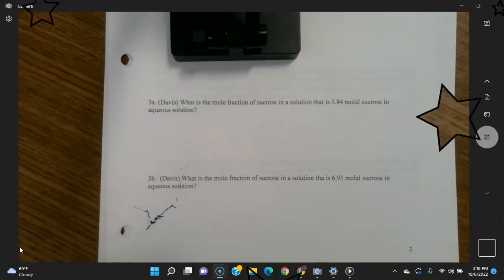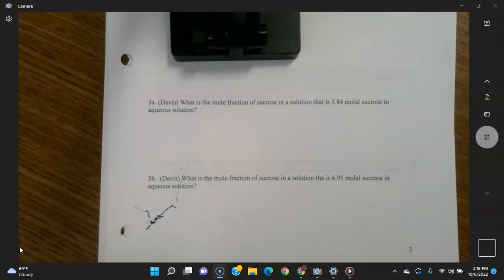Okay, problem 3A. It says, what is the mole fraction of sucrose in a solution that is 5.84 molal sucrose in aqueous solution? We mentioned what aqueous solution means. It means that the solvent is water. And it almost goes without saying that we're almost always dealing with aqueous solution. We always have a solvent of water. But that is what that phrase means.